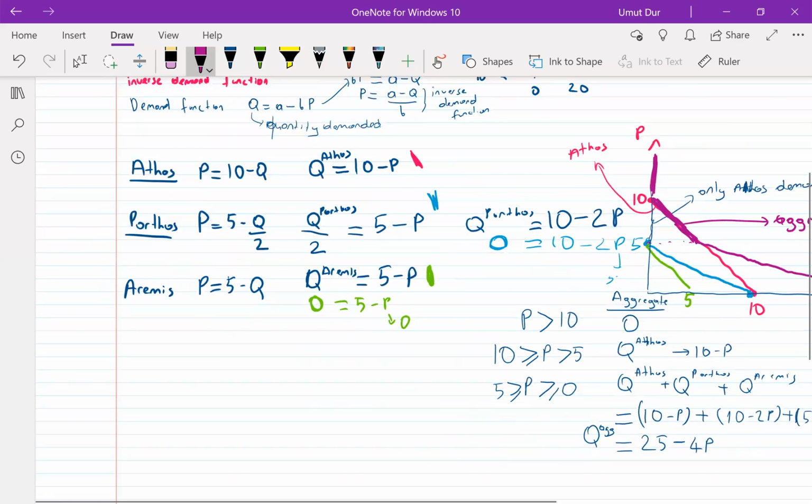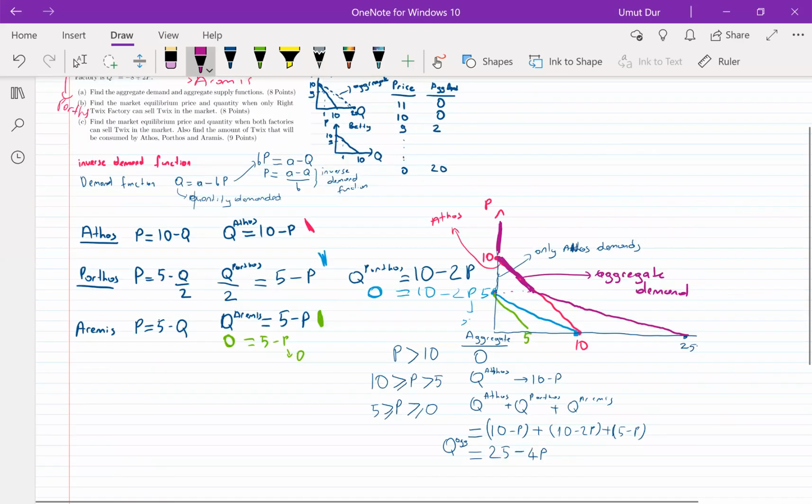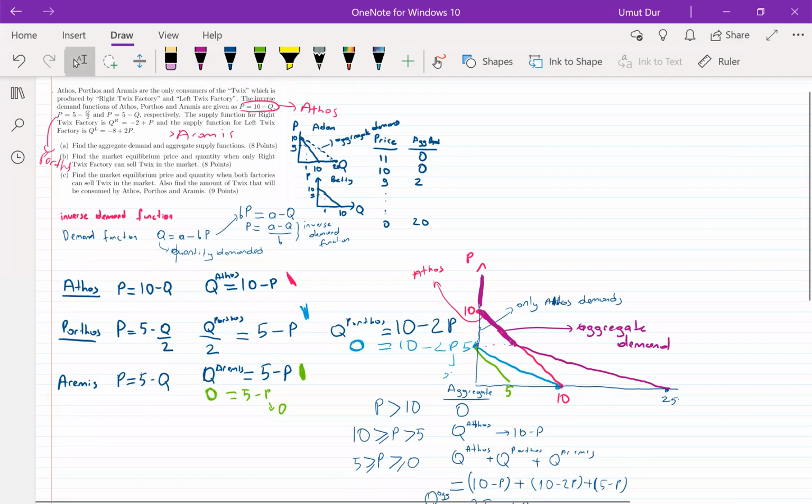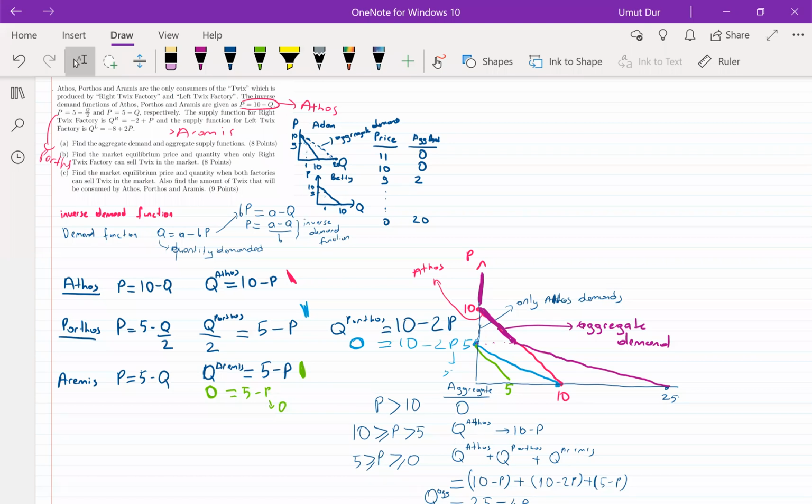So we have finished the aggregate demand. We will do exactly the same thing for the aggregate supply. So let me work on here for the aggregate supply. Different from the demand, our supply functions are given here. I don't need to change them to the aggregate demand.